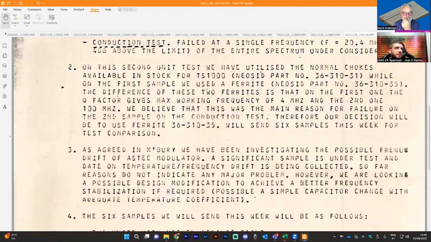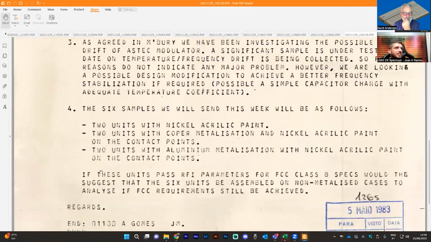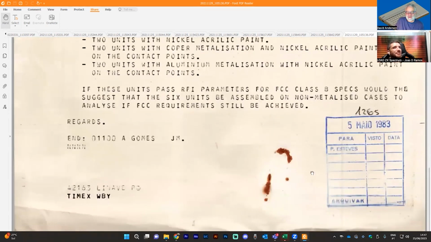As agreed in Middlebury, we have been investigating possible frequency drift of the Aztec modulator. Interesting. The 6 samples will be as follows: 2 units with nickel acrylic paint, 2 with copper metallization nickel acrylic paint, and 2 with aluminum metallization. If they pass, then assemble a non-metallized case to analyze if... Yeah. That's not going to happen.